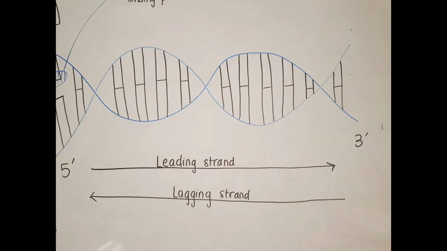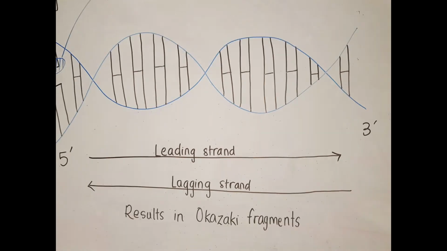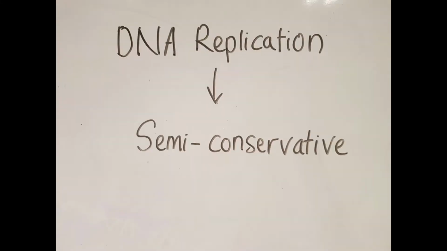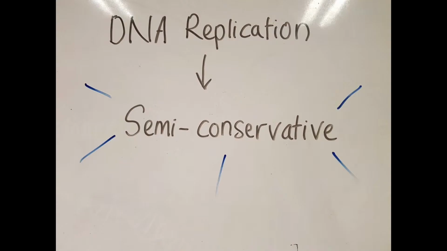As mentioned previously, the two strands of DNA are anti-parallel. DNA polymerase can only work in the 5' to 3' direction. This means that the 5' to 3' is the leading strand, while the 3' to 5' is the lagging strand. This results in Okazaki fragments, which are gaps. Therefore, ligase will have to close up the gaps. DNA replication is semi-conservative. This means that the two copies produced will each contain one of the original strands and one new strand.